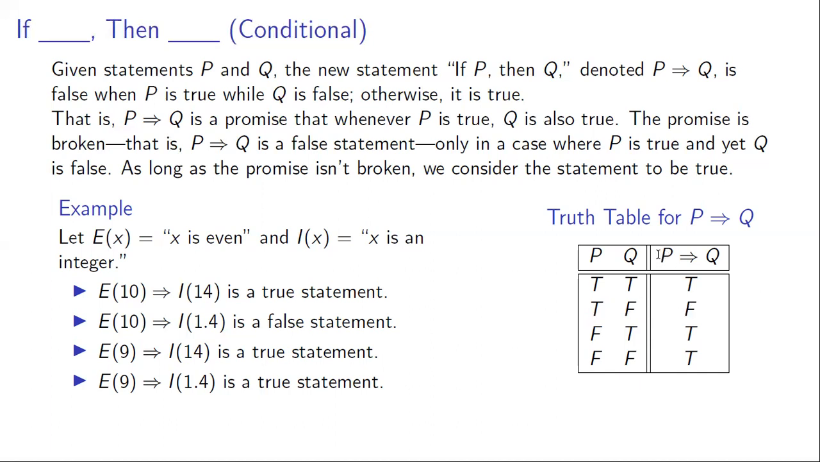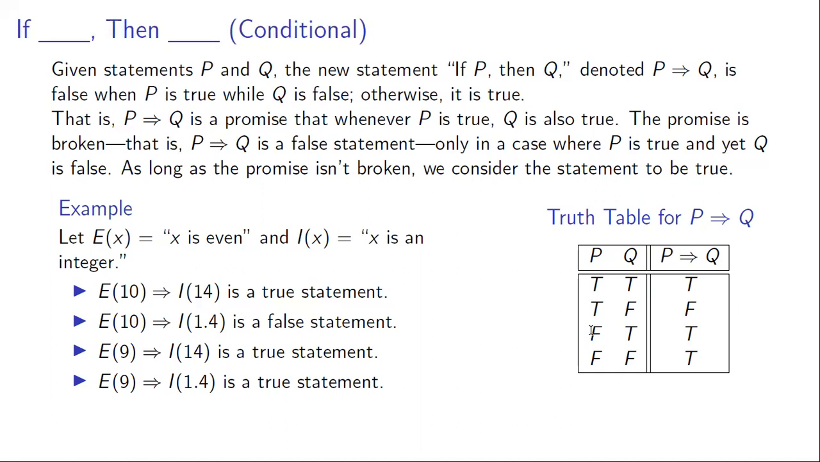Again, the promise says if P is true, then Q has got to be true. But here we see a case where P is true and yet Q is not true. So therefore the promise is broken and the statement is false. But in all other cases, the promise is not broken. For example, here I'm saying if P is true, then Q must be true. But P is not true.